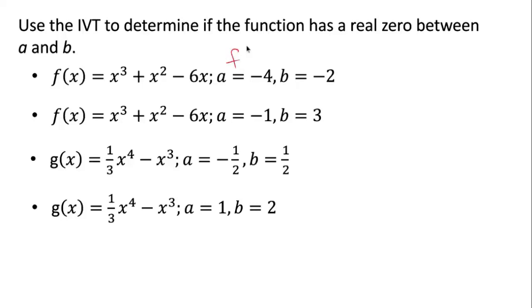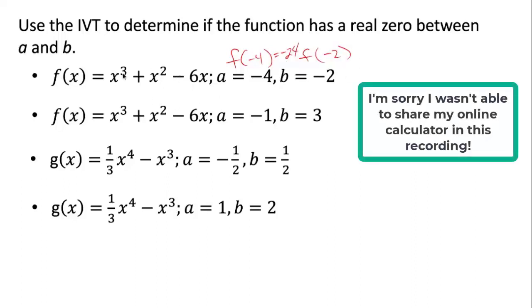Okay, so we're going to plug in f of -4 and f of -2. And you're just going to take -4 and plug it into that and see what it equals. So I'm going to take -4 and store that into x and hit enter. And now I'll be able to type x cubed plus x squared minus 6x, enter. And I got -24.